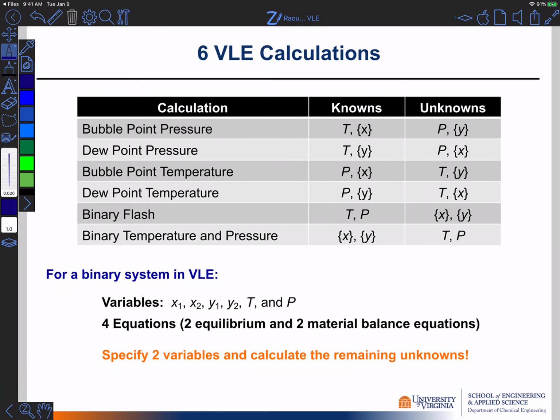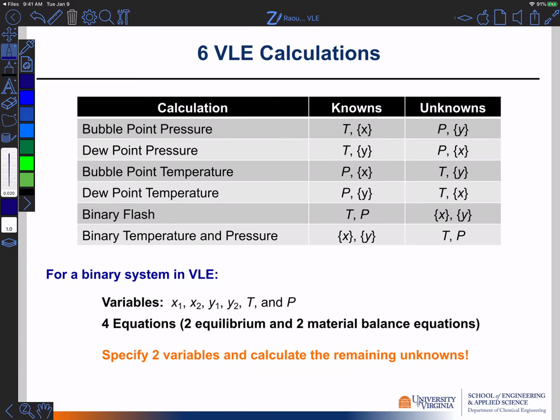So the dew point pressure just turns that around. Now we're thinking about that initial condensation that occurs out of a vapor of known temperature and composition, and we'd be calculating pressure and liquid phase composition there. The temperature calculations, both bubble and dew point, do the same thing, except for now, instead of solving for pressure, we're solving for temperature. And we can think about binary flash calculations.